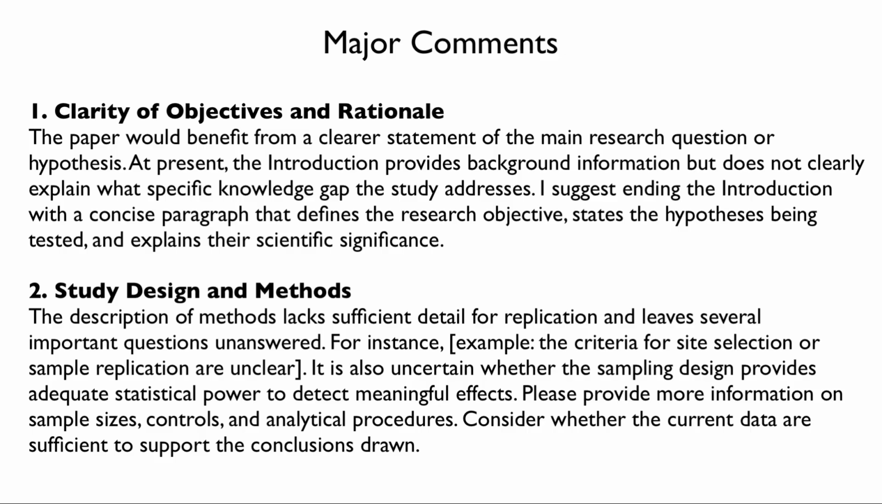After the general assessment, the reviewer should provide more details about the weaknesses of the paper to justify the negative recommendation. These major comments can be organized into topics, as you see here. You can pause the video to read. First, clarity of objectives and rationale. Perhaps the paper needs a clearer statement of the main question or hypothesis to be addressed. A reviewer should point out that although background information is given in the introduction, the paper does not explain what knowledge gap the study addressed. Then suggest that the authors add a paragraph defining the research objective, hypotheses, and significance of the work.